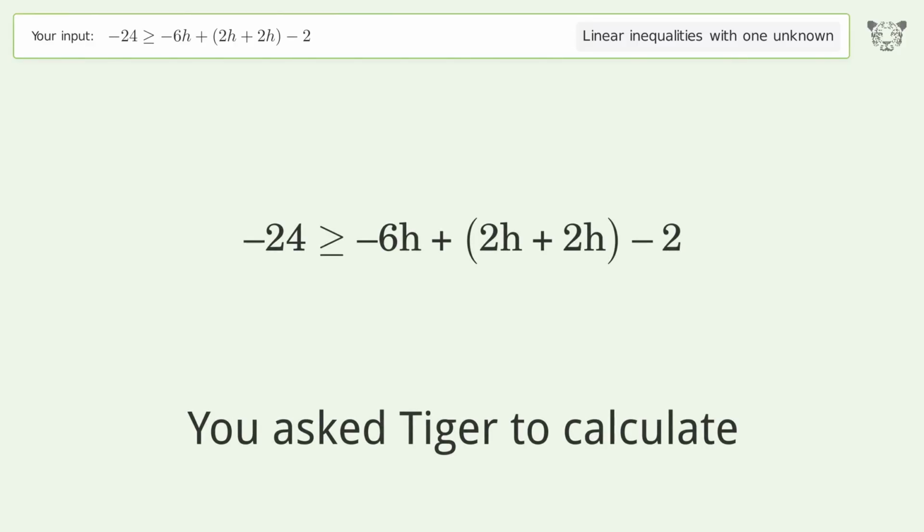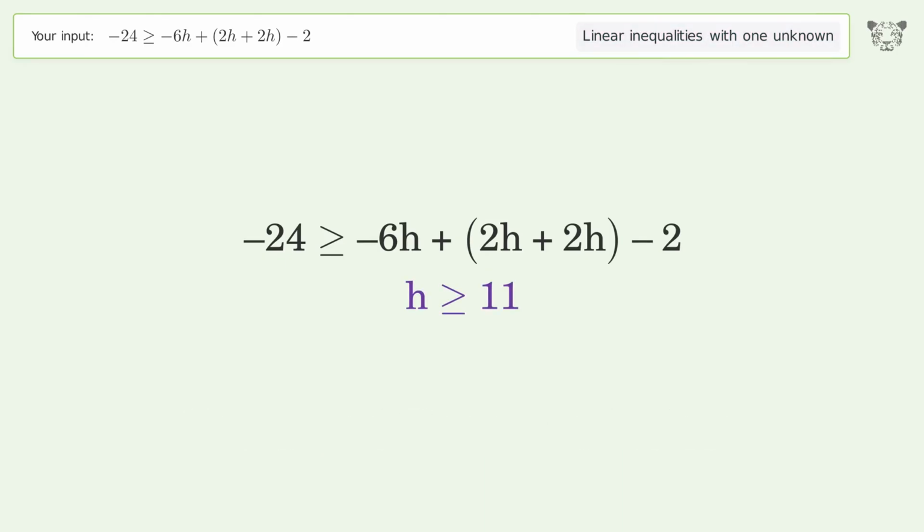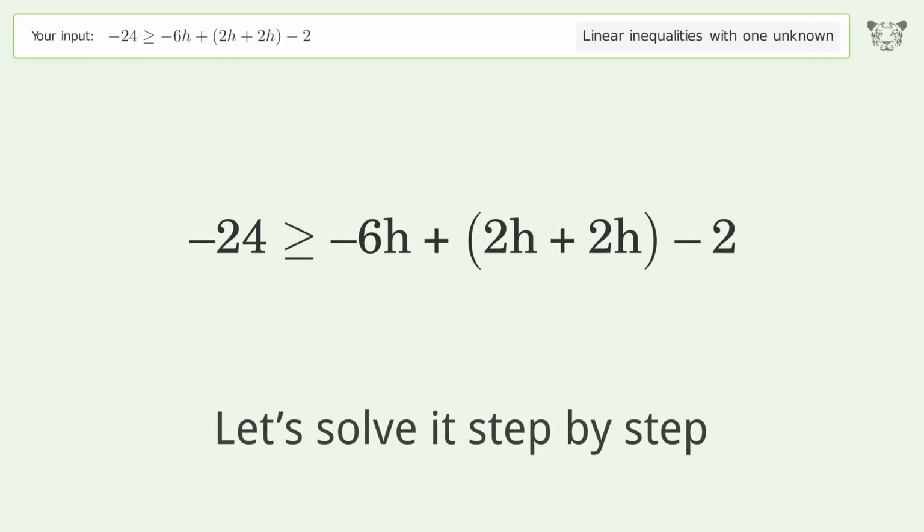You ask Tiger to calculate. This deals with linear inequalities with one unknown. The final result is h equal or greater than 11. Let's solve it step by step.